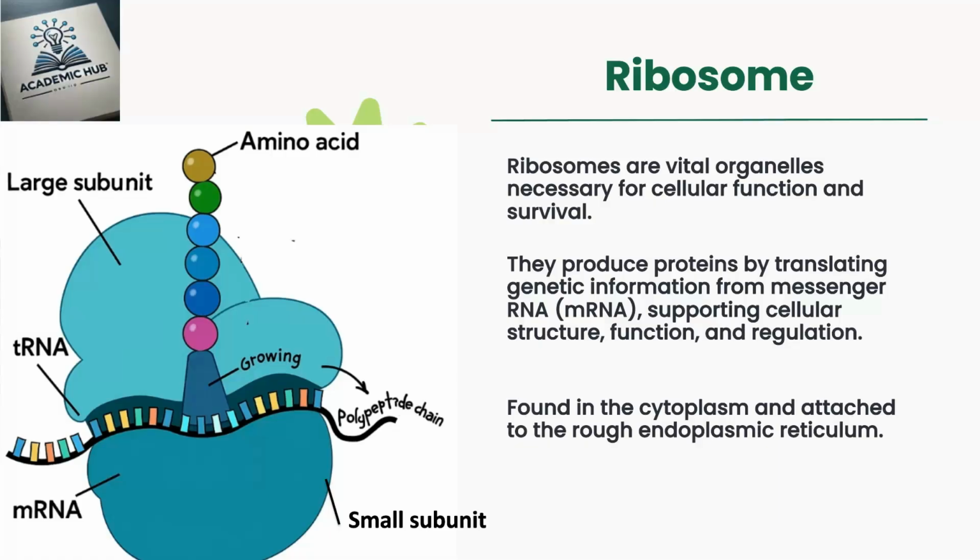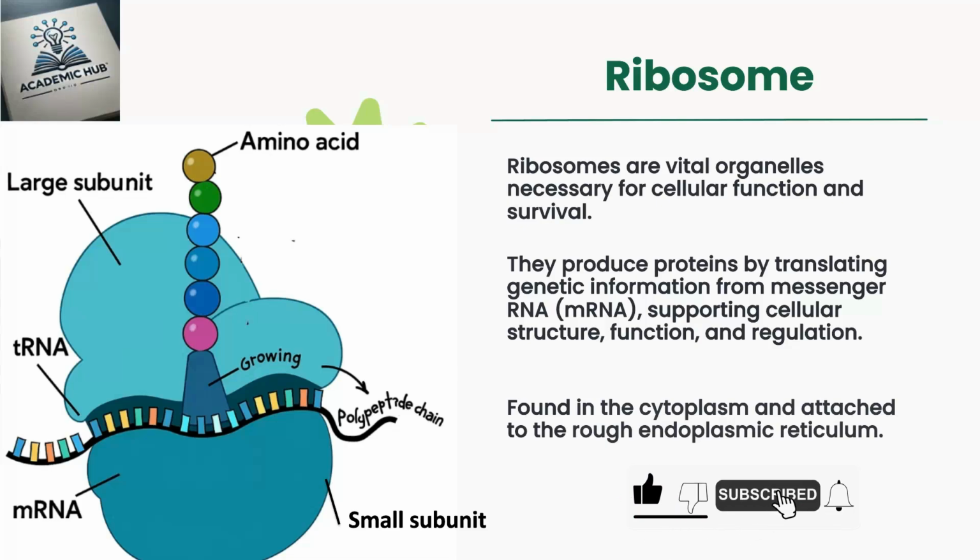For example, mRNA vaccine and COVID-19. The Pfizer and Moderna COVID-19 vaccines use mRNA technology where ribosomes produce a harmless viral protein that teaches the immune system how to fight the virus.